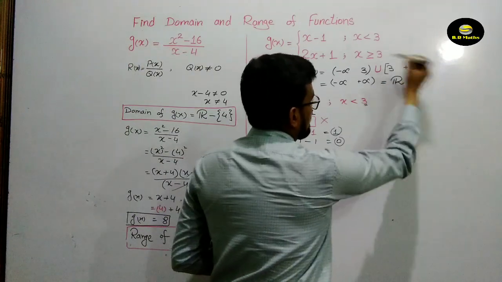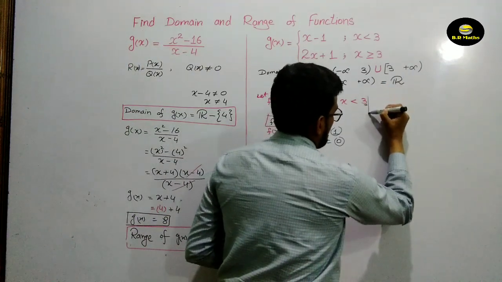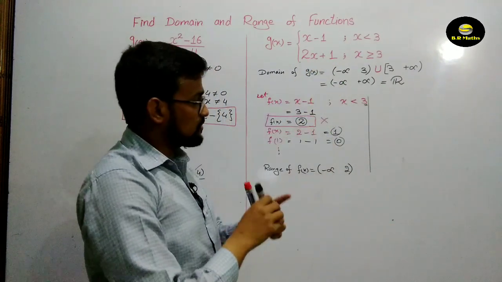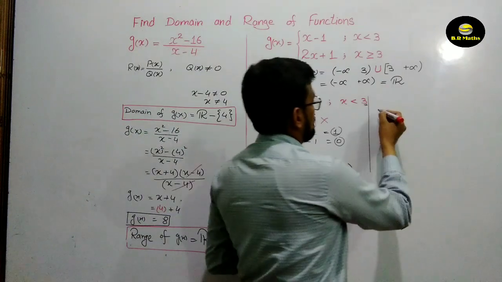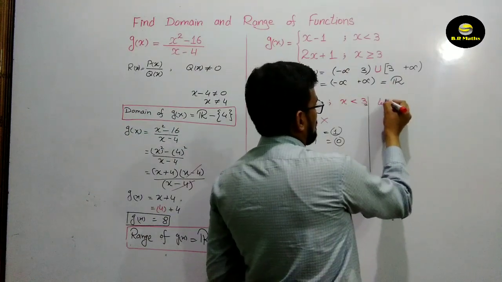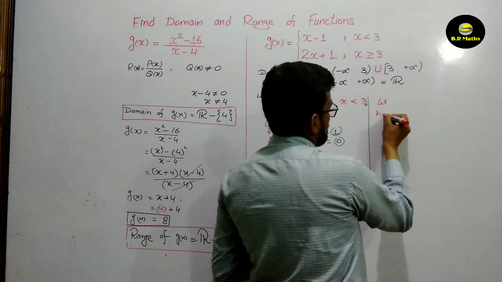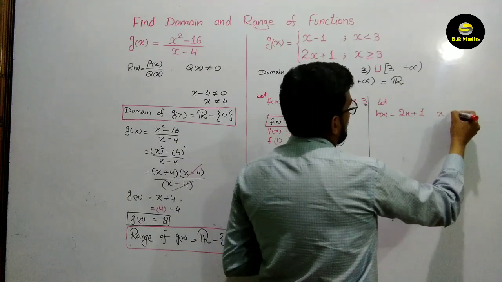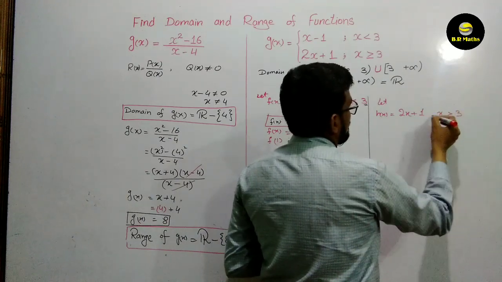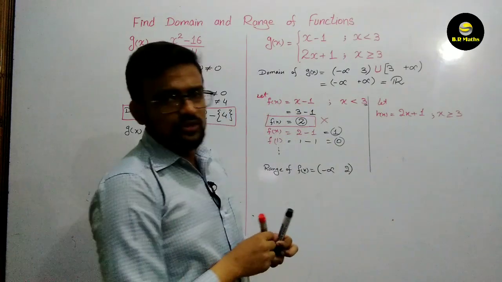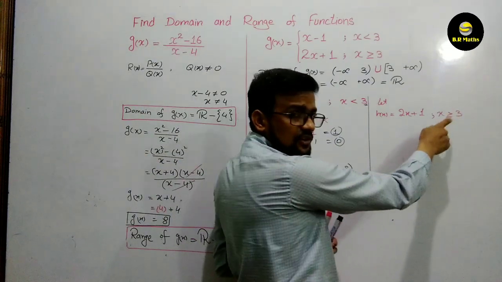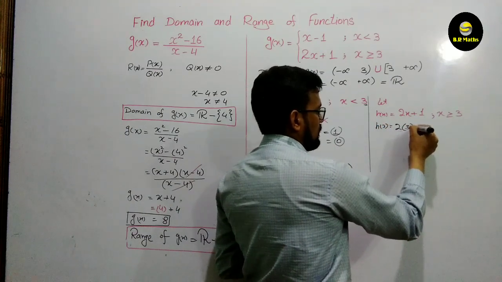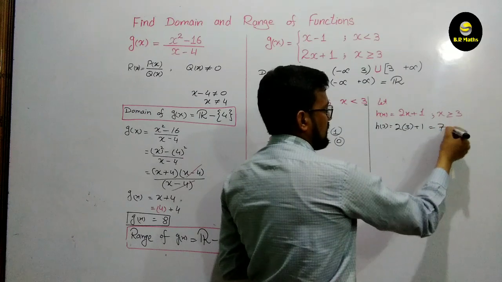And now the second function, this one, 2x plus 1. So student, calculate the second function. Let's suppose this is h: 2x plus 1, for x greater than or equal to 3. In this case 3 is included, so put the value of 3 and the result is 7.